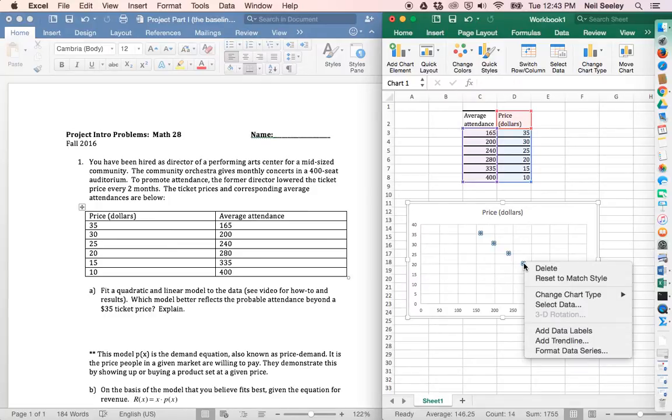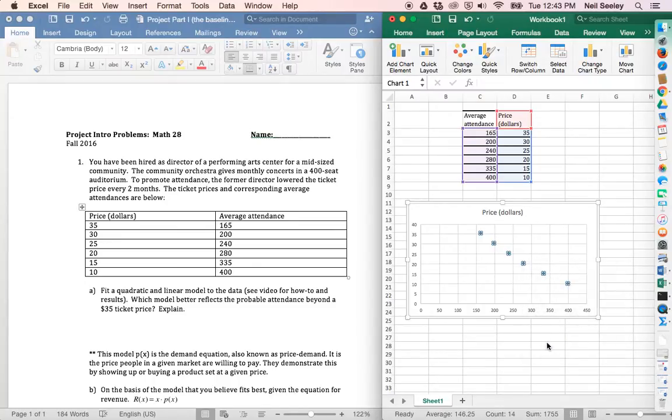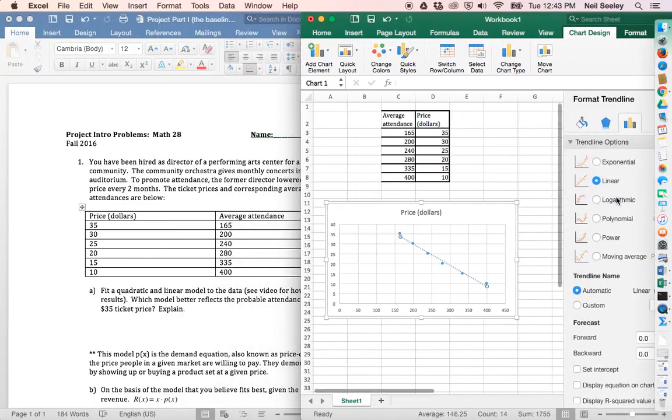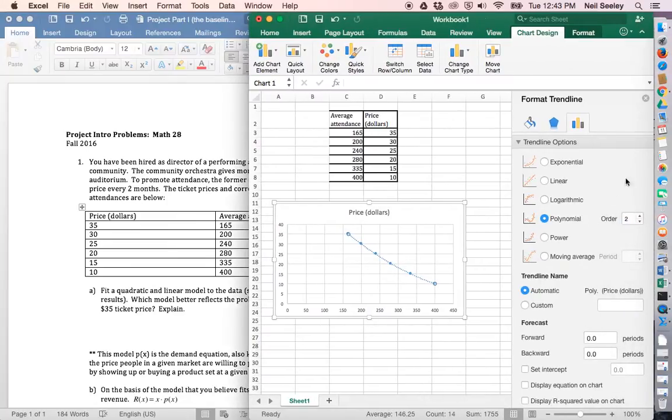The next thing we did, if you remember from our past Excel experience, is right-click, or Command-click if you're using a Mac, and go to Add Trendline. When you do that, you get these options, and I have to move my screen over to form some type of trend line. I think I make a suggestion: it says to fit a quadratic and linear model to this data. So we're going to do linear, and then quadratic would be a polynomial of order 2. If you click on it, you can see both of them fitting right now. There's linear and then polynomial order 2, and you can see the graph changing.